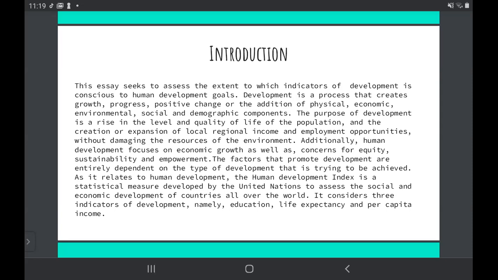Additionally, human development focuses on economic growth as well as concerns for equity, sustainability, and empowerment. The factors that promote development are entirely dependent on the type of development that is trying to be achieved. As it relates to human development, the Human Development Index is a statistical measure developed by the United Nations to assess the social and economic development of countries all over the world. It considers 3 indicators of development, namely education, life expectancy, and per capita income.